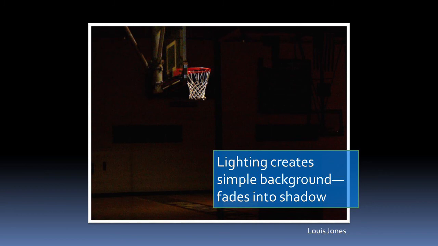Here is another one. The darkness creates the simple background. The shadow obscures the court, the banners, the lights, the stadium seating. It's hard to get a shot like this without special lighting equipment.